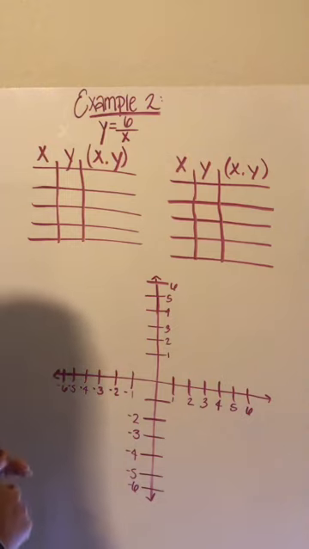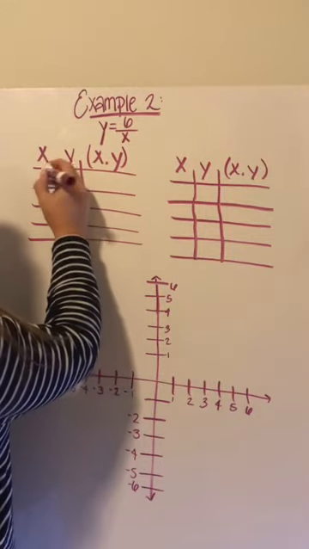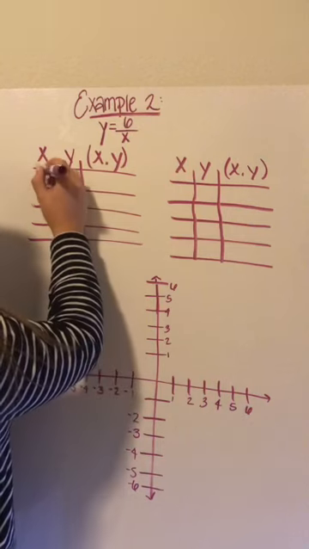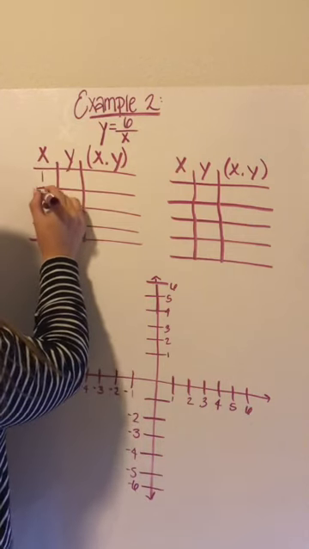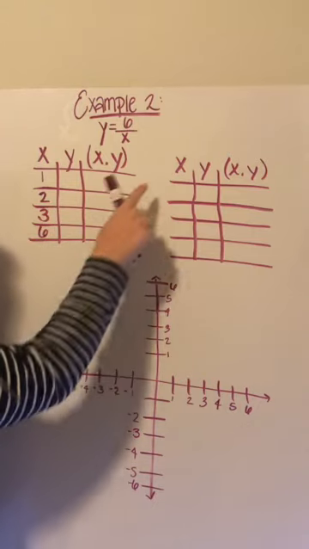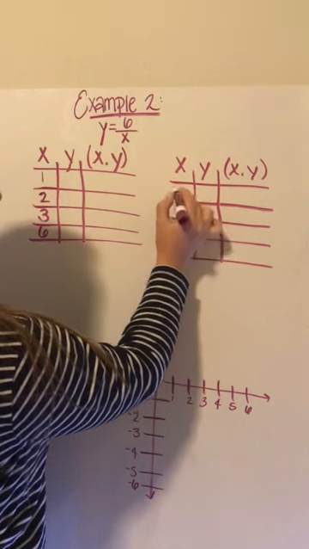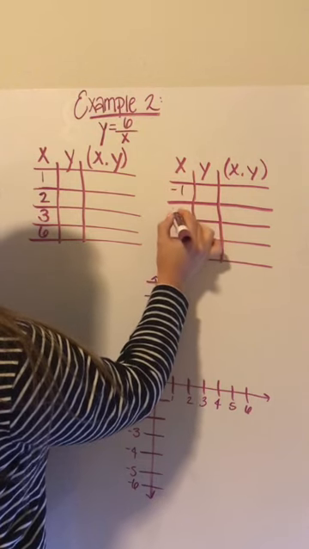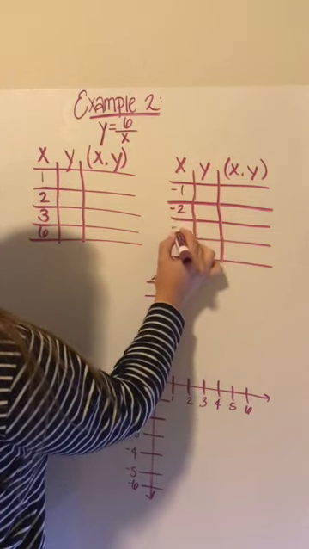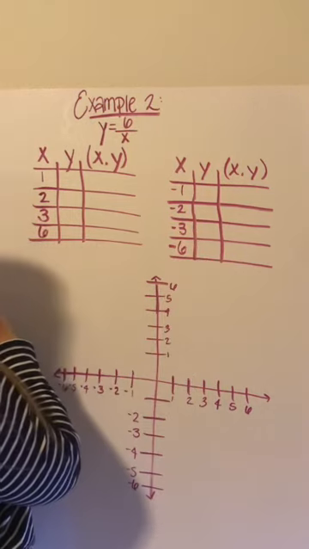So we will start figuring out our coordinates. And remember we want factors of 6. So we will do 1, 2, 3, and 6. And then we want to remember to do our negative values as well. So we'll do the same numbers, just negative. So we have -1, -2, -3, and -6.